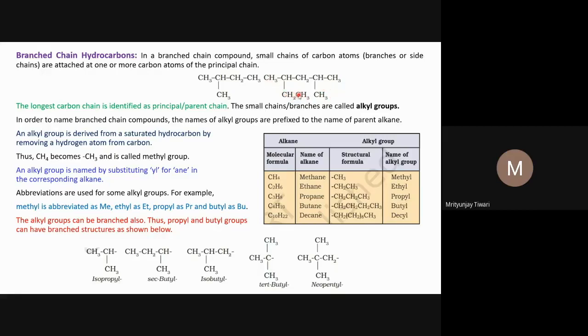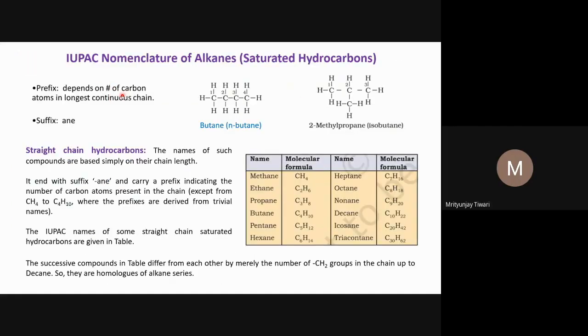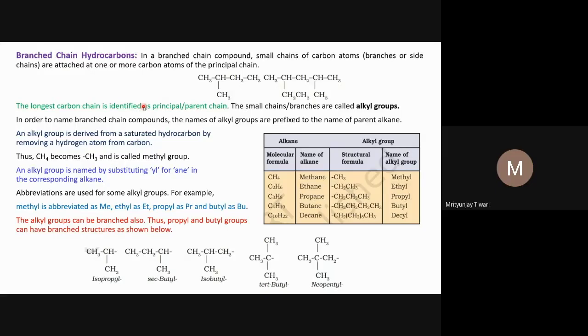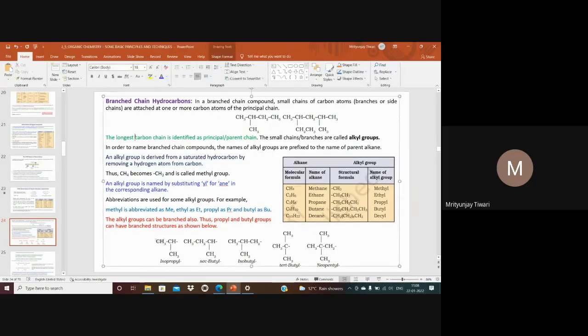So in nomenclature, you should always consider the longest continuous carbon chain. The continuous is also important, because the longest chain you can count randomly: 1, 2, 3, 4, 5, 6, then you can come here 7 and this 8. But this is not continuous. There is no continuity from here to here and then here. So the longest continuous chain determines the principal chain, or the parent chain. The longest carbon chain, and I should also write longest continuous.